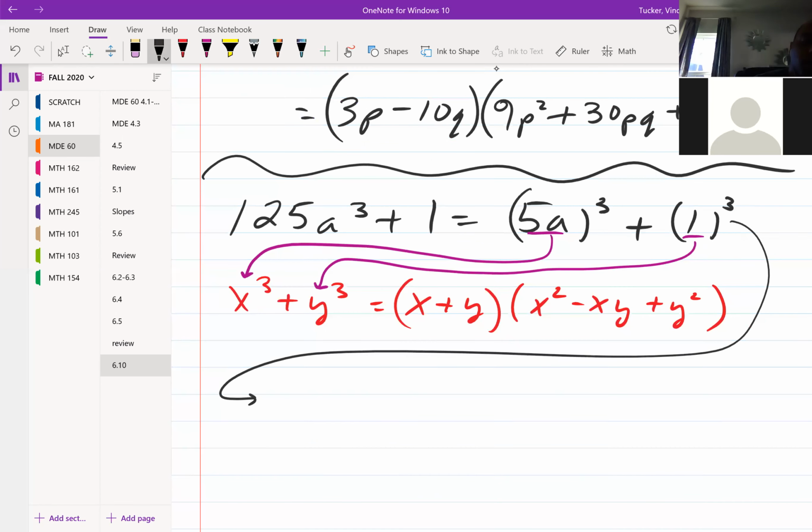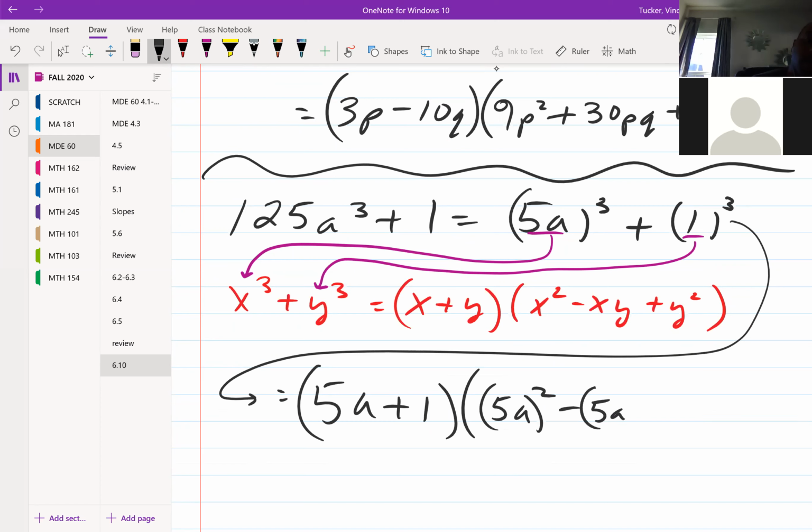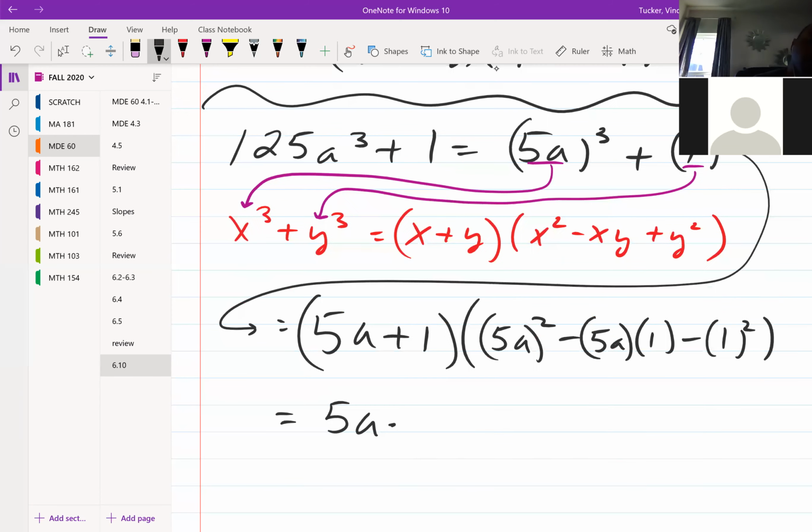All right. So that's going to be 5a plus 1, 5a squared, 5a times 1, and then 1 squared. So 5a plus 1, 25a squared, 5a times 1 is 5a, and there should be a plus back here, and that's plus 1.